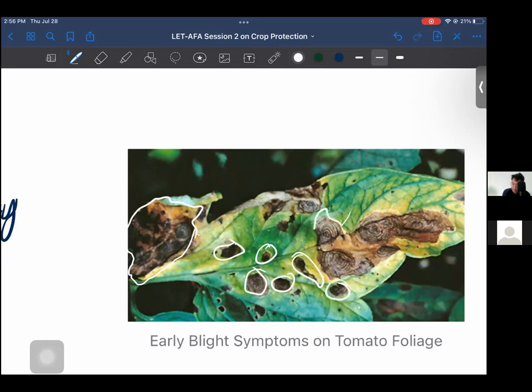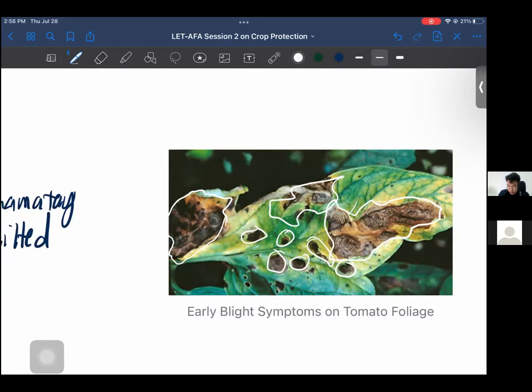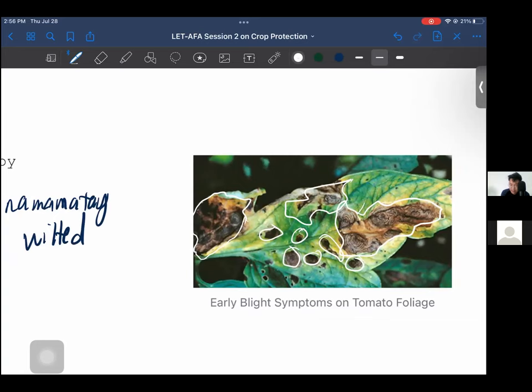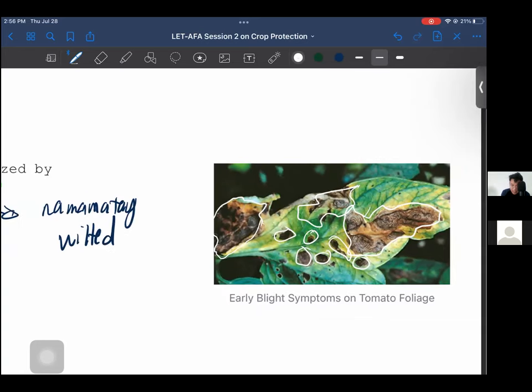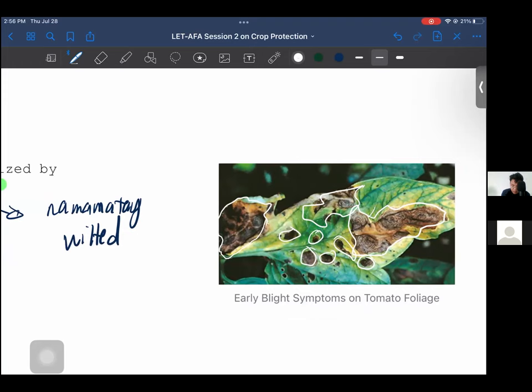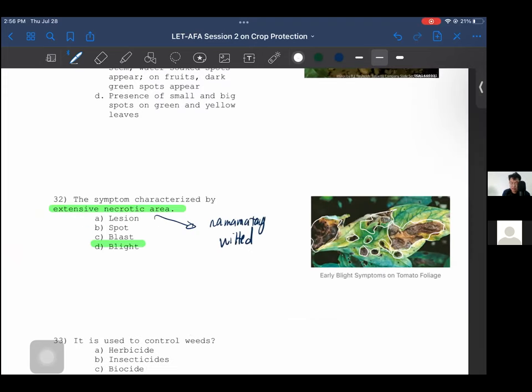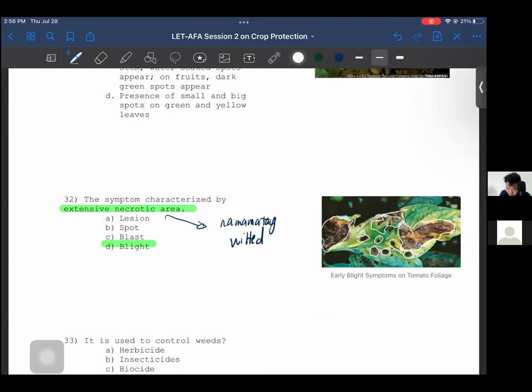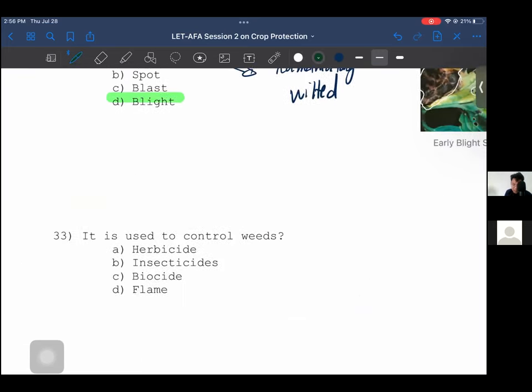Again, blight also happens sa rice and other crops like talong, ganyan. So you can look at pictures ng different blight. So this is a symptom. Kapag blight, tatandaan na may necrotic, extensive necrotic area na. Ayan siya.